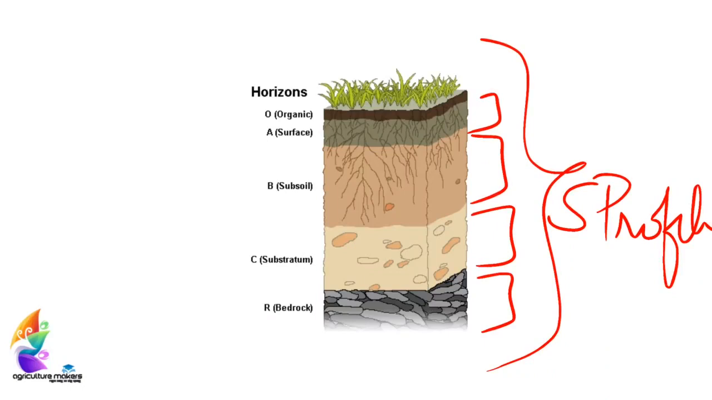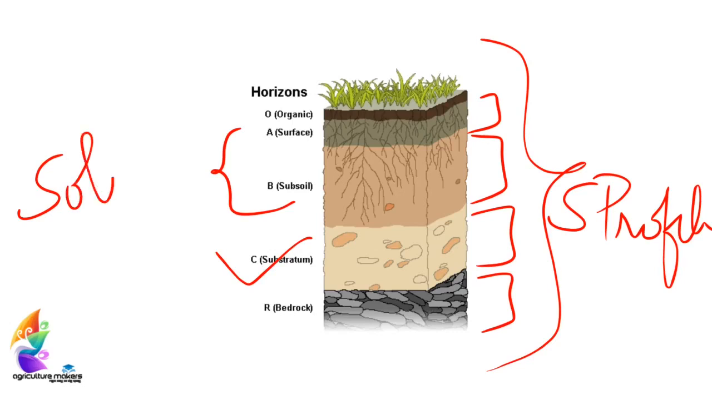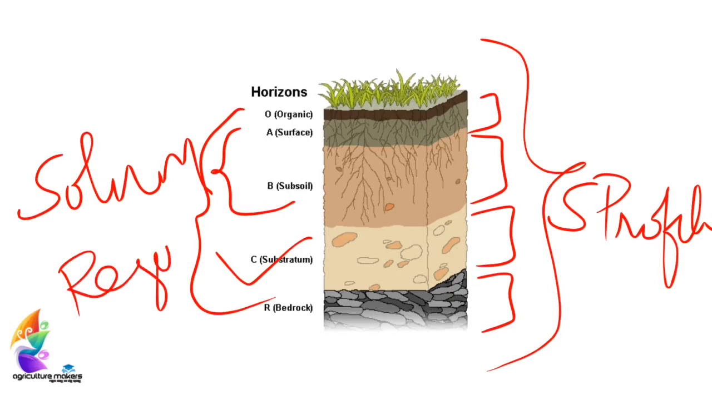Next to this, it is the C horizon. It is the unconsolidated parent material underlying the B horizon, and A and B are combinedly called soil, while A, B and C are combinedly called regolith. Remember, C is the unconsolidated matter lying below the soil. Soil is the combination of A and B horizon, and the combination of A, B and C horizon is said to be regolith.